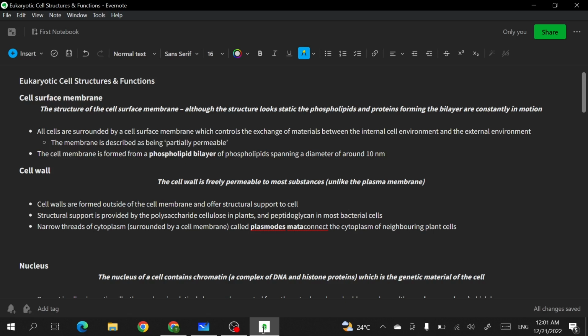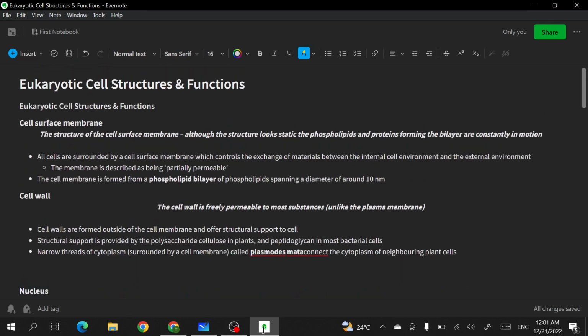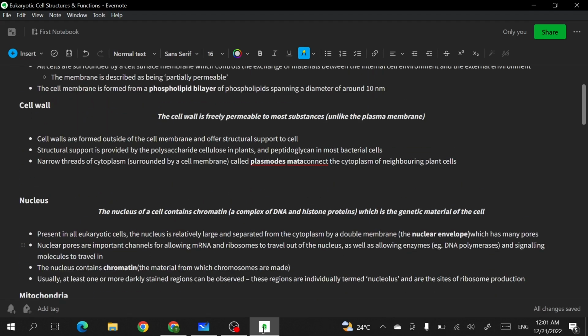The cell membrane is formed from a phospholipid bilayer, spanning around 10 nanometers in diameter. Now the cell wall: it is freely permeable to most substances, unlike the plasma membrane. That's why we said partially permeable. Read this, it's very important to remember. Cell walls are formed outside of the cell membrane and offer structural support to the cell.